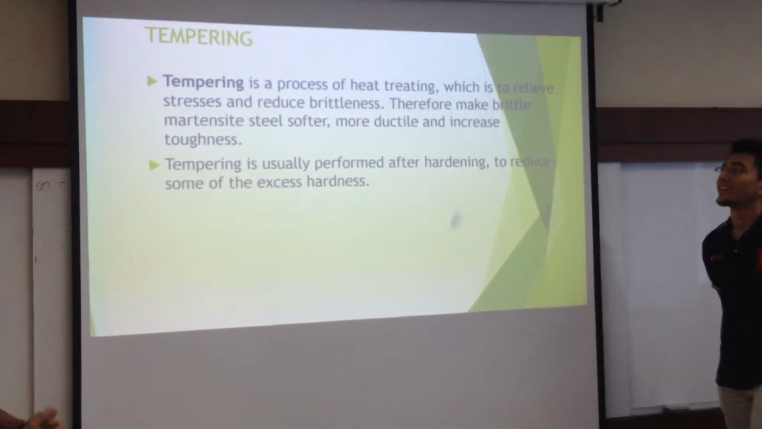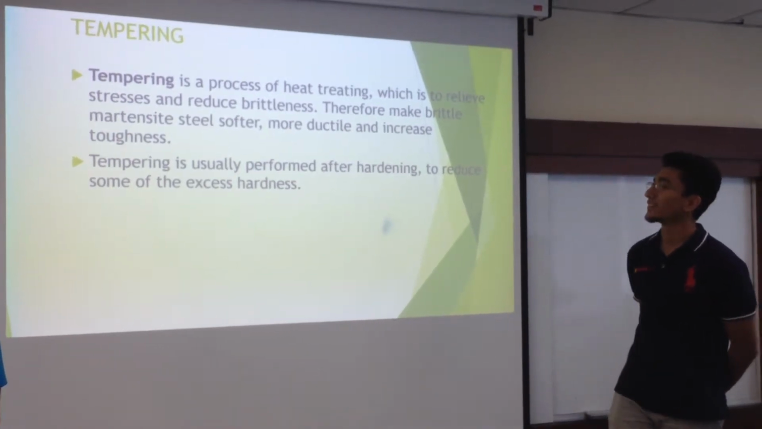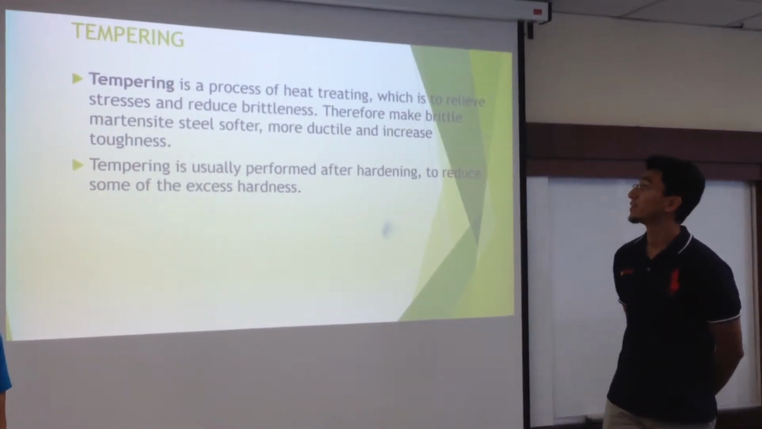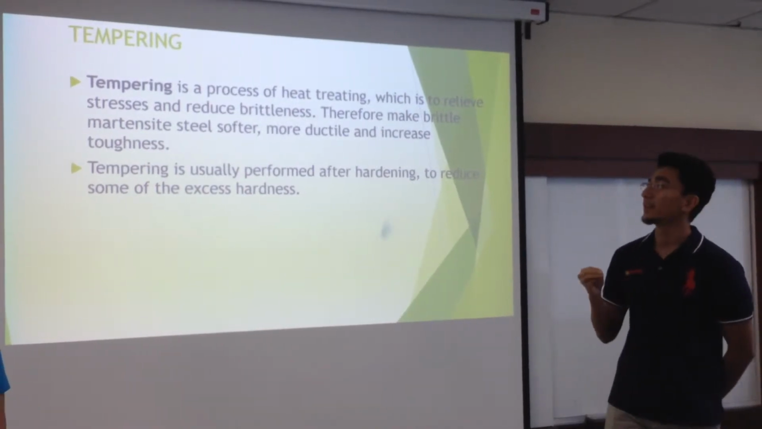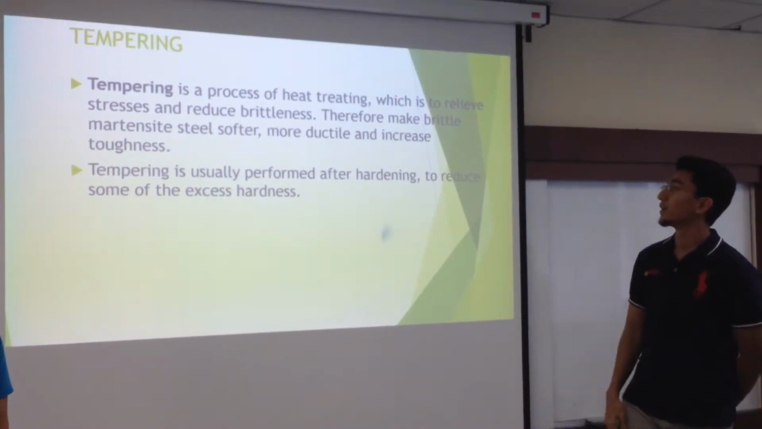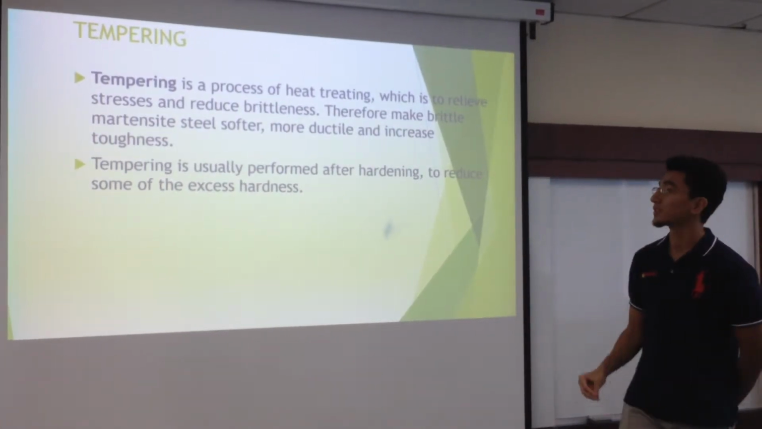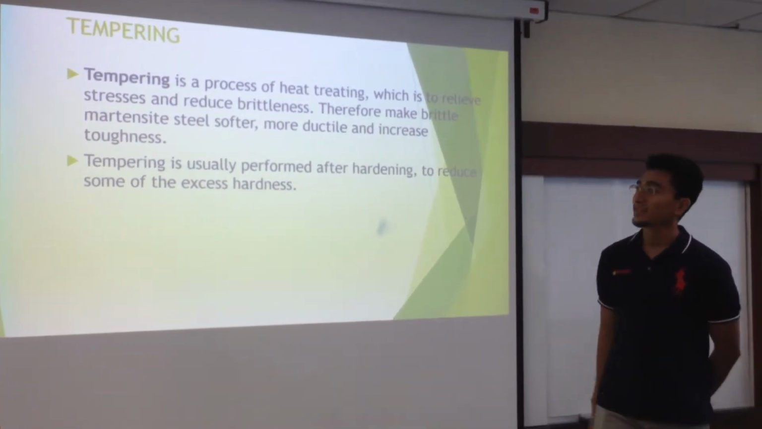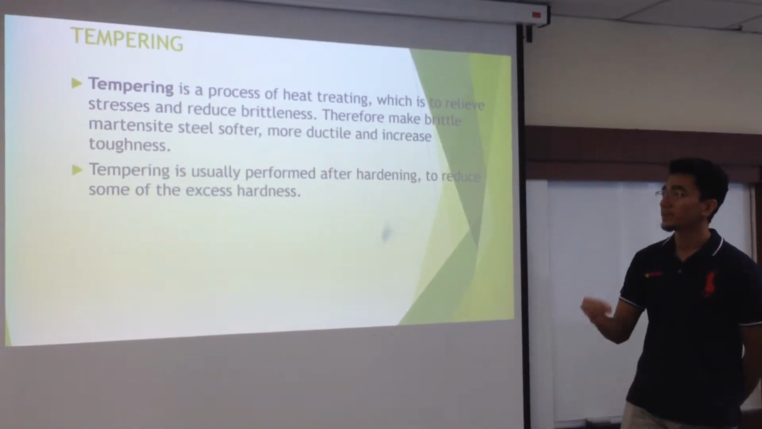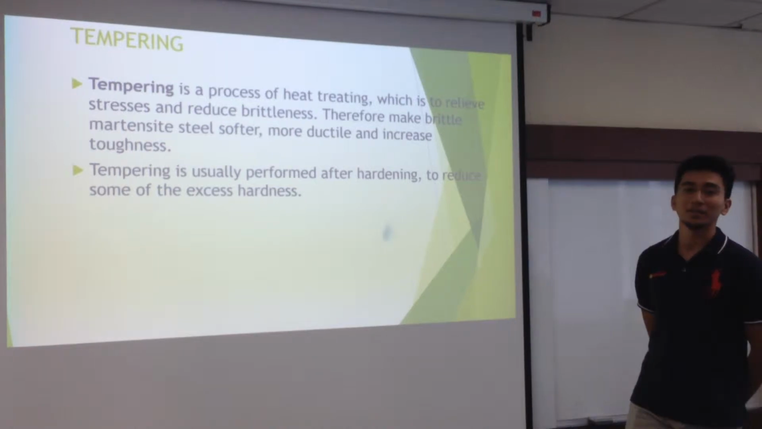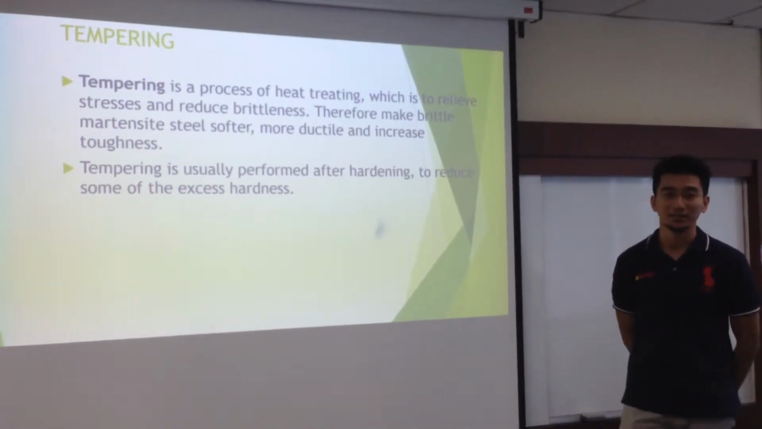The definition of tempering is a process of heat treating which is to relieve stress and reduce brittleness. Therefore, it makes brittle martensite steel softer, more ductile, and increases toughness. Tempering is usually performed after hardening to reduce some of the excess hardness.